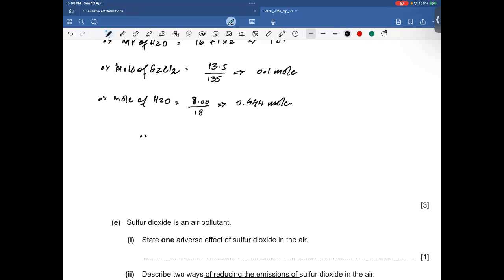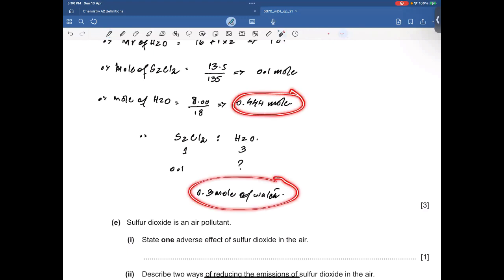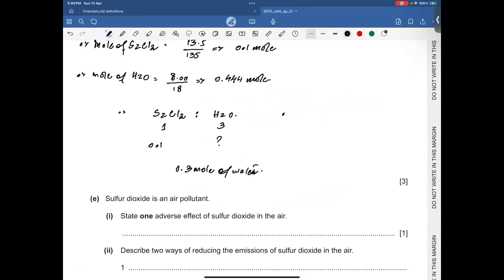आप चाहें तो मोलर रेशियो भी लेके अप्लाई कर सकते हैं. For instance, S2Cl2 and water, according to the equation this is 1 mole, this is 3 moles. If you have 0.1 mole, this will be 0.3 moles of water. Initially I have 0.444 and reacted is 0.3. If I subtract these two, some amount of water will remain, and that indicates water is in excess. So remaining moles of water is 0.444 minus 0.3, which is 0.144 moles, and because of this value I suggest the water is in excess.